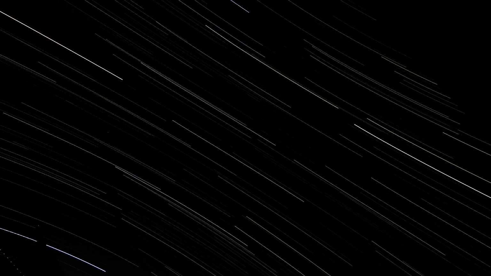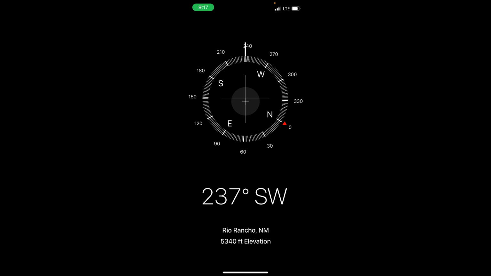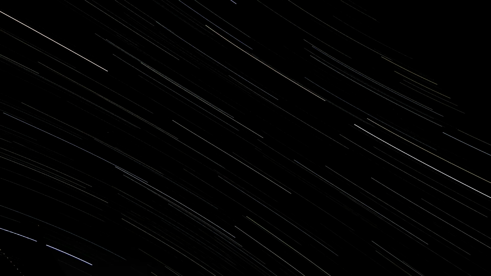This is another time lapse I did over here in Rio Rancho, New Mexico, pointing my camera about 237 degrees southwest, tilted up at about a 45-degree angle, proving you do not have to go to the equator to get this effect.